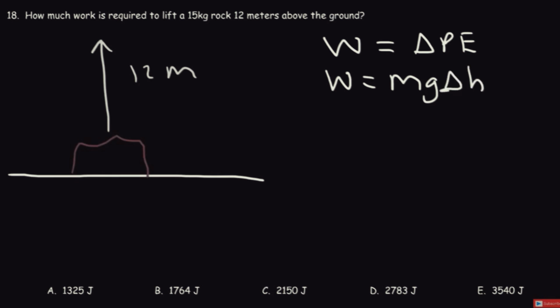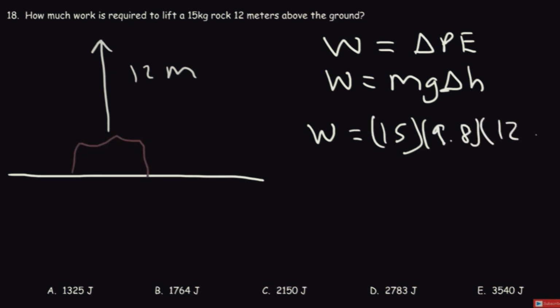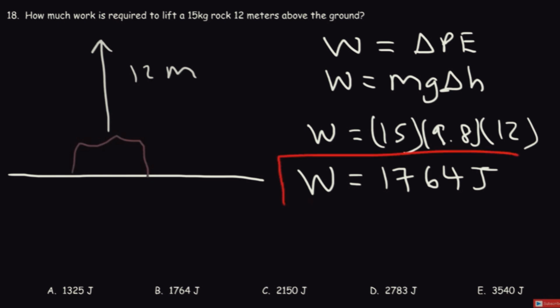So the mass is 15 kilograms, g is 9.8, and the change in height is 12 meters. It's simply 15 times 9.8 times 12. So the work required is 1764 joules. So that's all you've got to do for this problem. So B is the right answer.